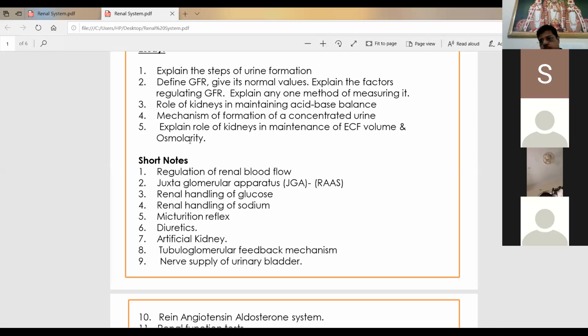By the 3 systems: blood buffer systems, lungs, and the kidneys.